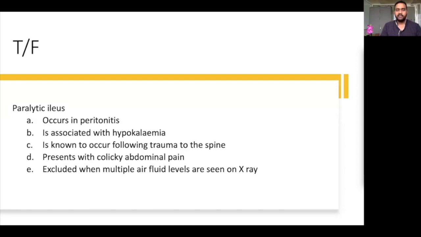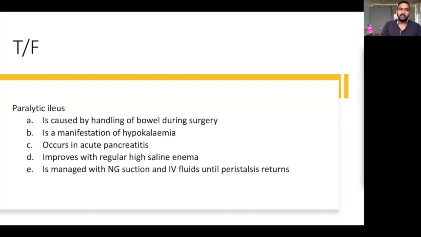And paralytic ileus is excluded when multiple air fluid levels are seen on the X-ray. Again, it is false, because you can't exclude it whenever there are air fluid levels. It can be a mechanical obstruction or it can be an adynamic intestinal obstruction. We can only say that multiple air fluid levels mean there's an intestinal obstruction. But whether it is dynamic or adynamic, you can't differentiate. So that is false.